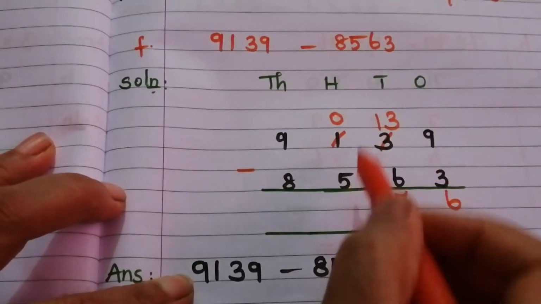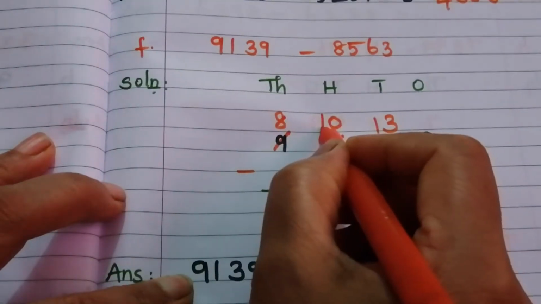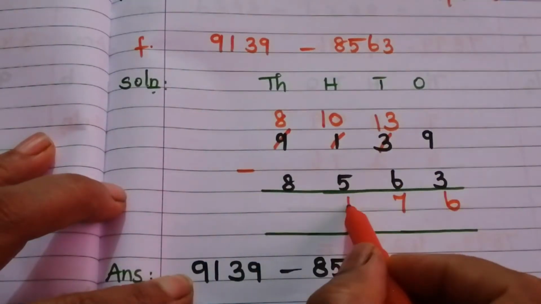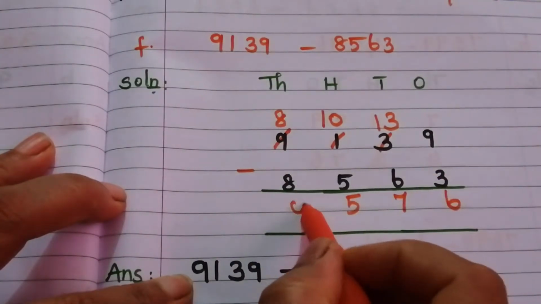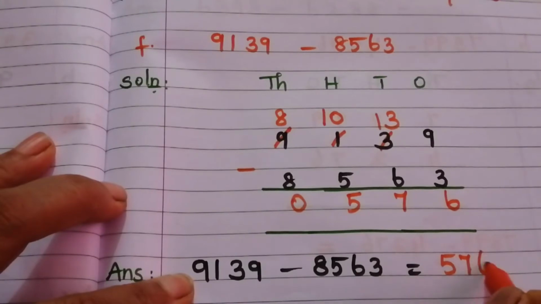And we can't subtract 5 from 0. So borrow from this 9. It becomes 8, and the 0 becomes 10. 10 minus 5 is 5. 8 minus 8 is 0. So the answer is 576.